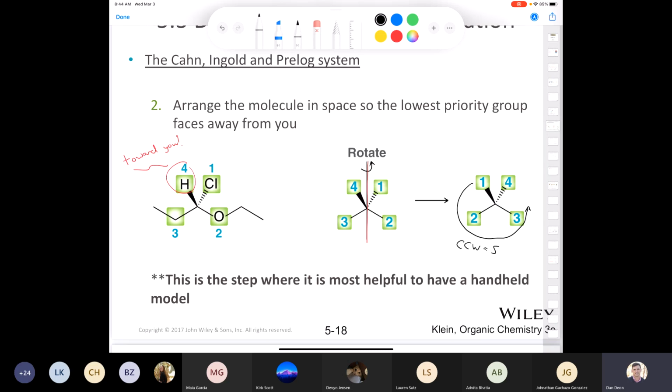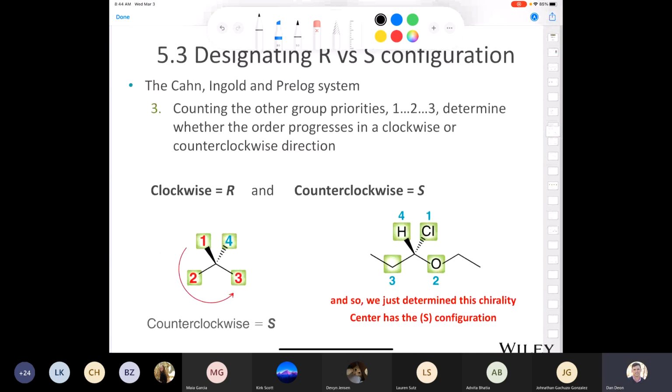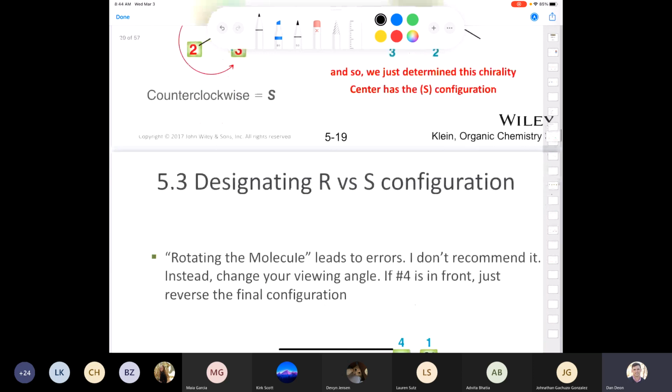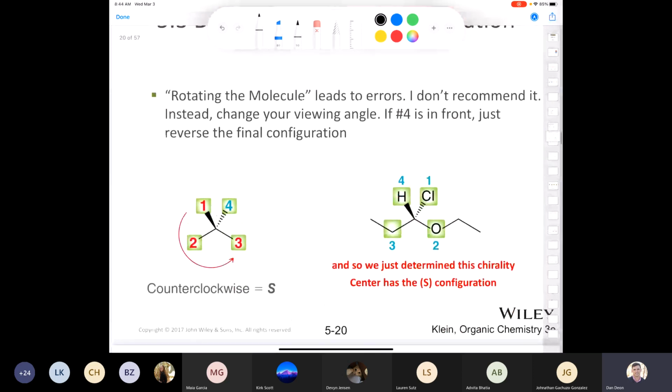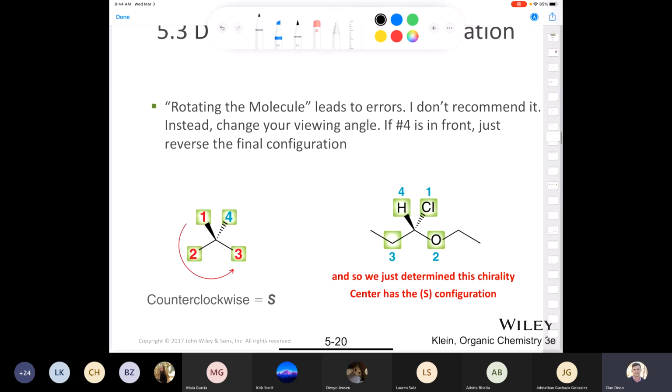This is something I'm not a fan of, doing it that way. So this is the conclusion that we just reached, but here's what I like to do. And Dr. Anderson would teach you the exact same thing. If you rotate the molecule in your mind, that will oftentimes lead to my students making mistakes. I don't like to see my students make mistakes. So there's an easier way.